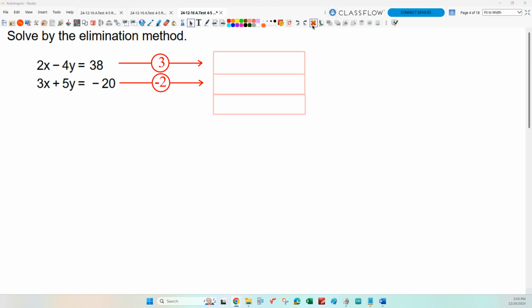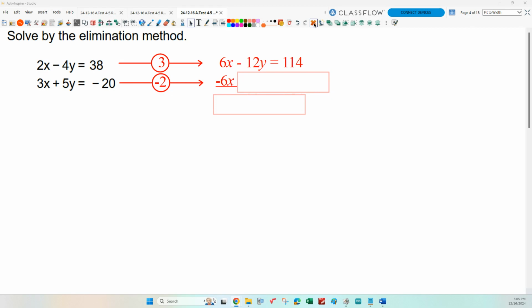So if I distribute the 3 all the way through the top, raise hands. Somebody help me out. What's that going to be? If I'm distributing 3 on the top. Well, why don't you guys all just tell me. If I distribute 3, what am I going to get? 6x minus 12y equals 114. What about the bottom if I distribute a -2?